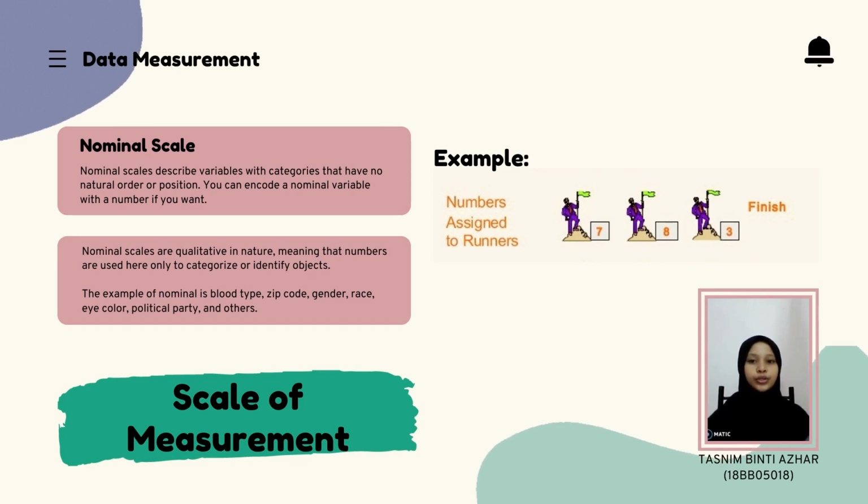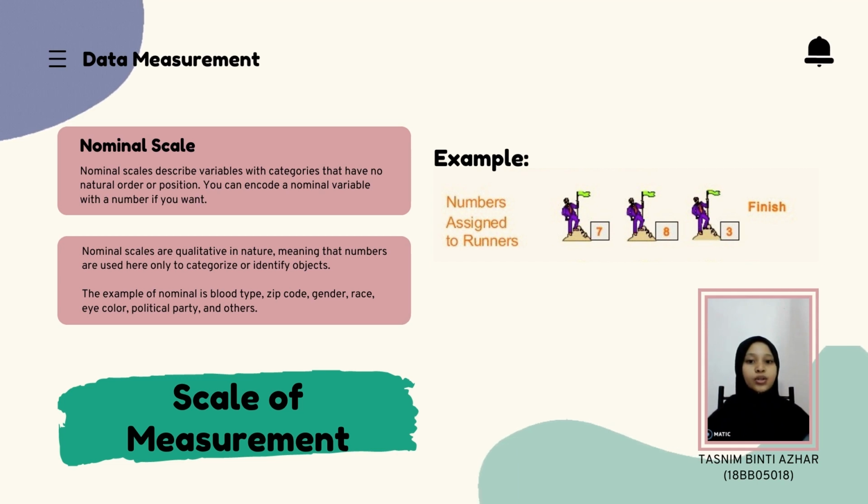You can input a nominal variable with a number if you want, but the order is arbitrary, and any calculation such as the mean, median, or standard deviation will not make sense. Simply put, it is the data used for the naming of variables. Examples of nominal are blood type, zip code, gender, race, eye color, political party, and others.